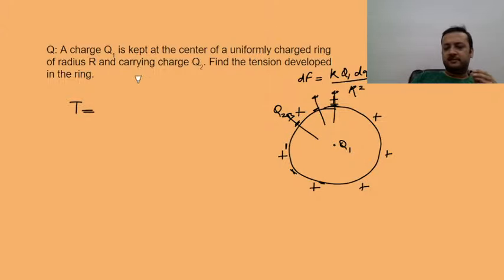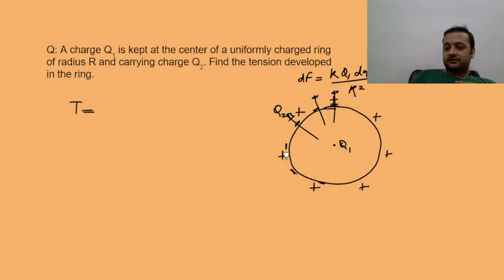We have to find the tension developed just because of Q1. We have to ignore the force, because there will also be some force that the remaining ring will be applying on this dq. So I'm ignoring the force that the remaining ring will apply on dq, because that will make the question complicated. We are ignoring that right now.